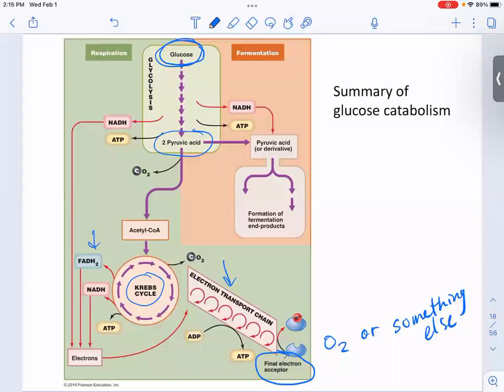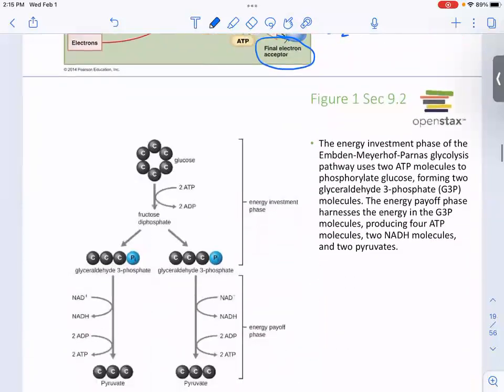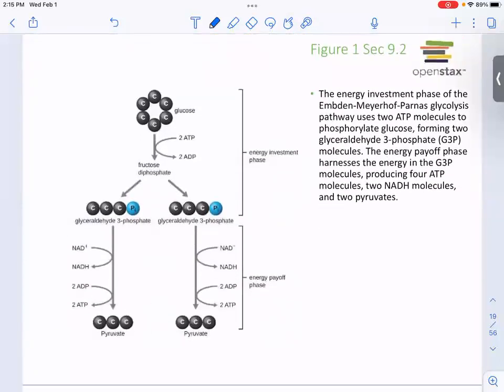Okay, so let's start with glycolysis. This figure that your book gives you for glycolysis is just about as simplified as we could possibly make it. I call it the third grade version of glycolysis. So we'll start with that. We'll get a little bit more complicated, but not too much. So, kind of an overview. First of all, I called this glycolysis. Really, a more correct name for this is the Embden-Meyerhof-Parnas pathway, and that's written over here. But let's write it again.